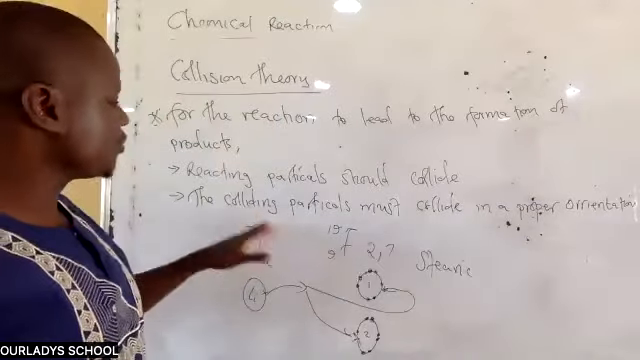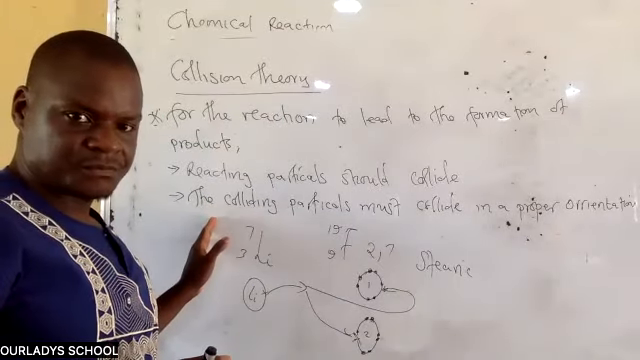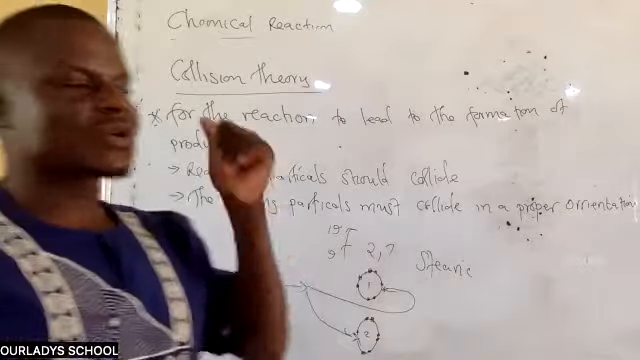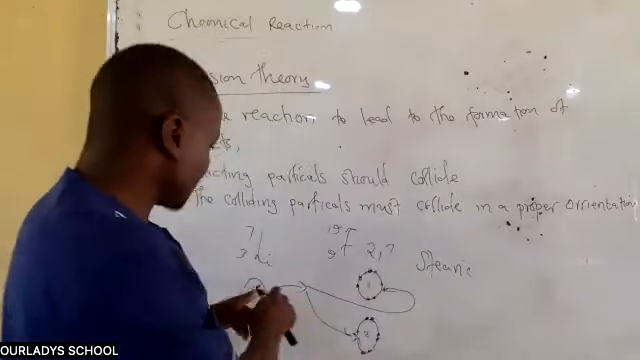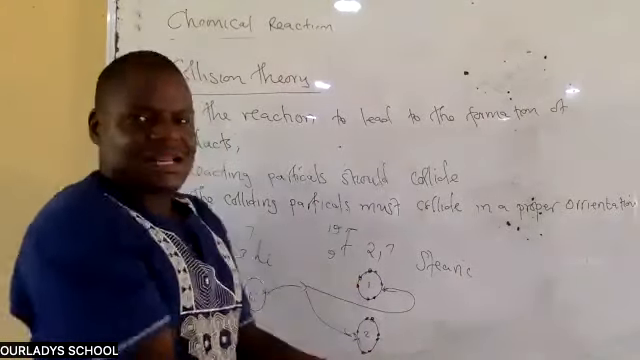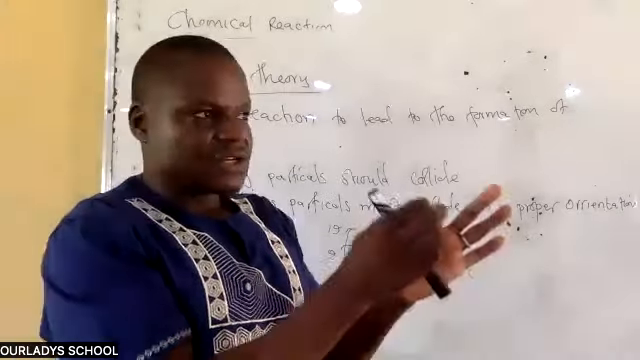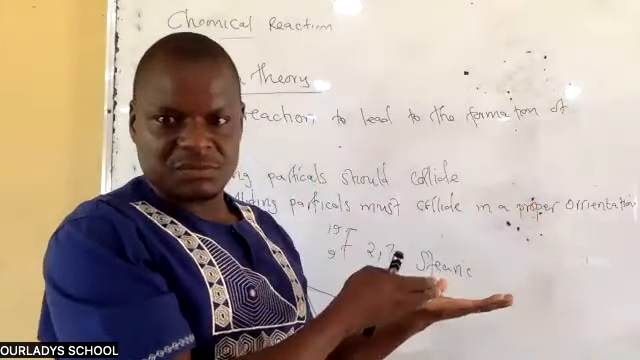So that is the assumption number 3. Number 2, the reacting species must collide in a proper orientation. If this electron collides here, there are already electrons occupying that space. Due to the force of repulsion, that electron will be pushed away.